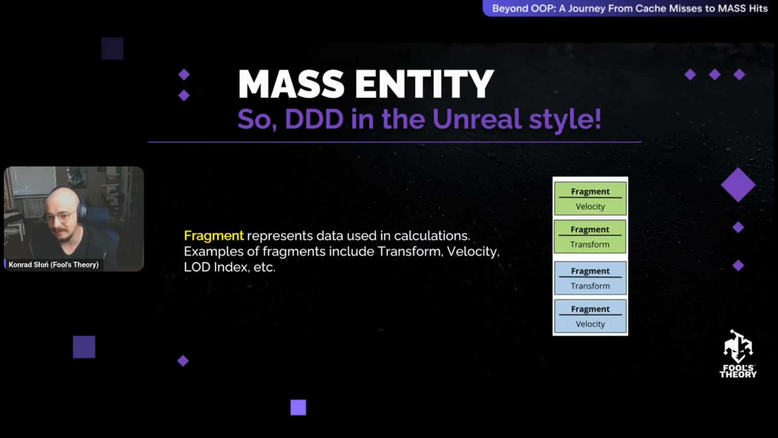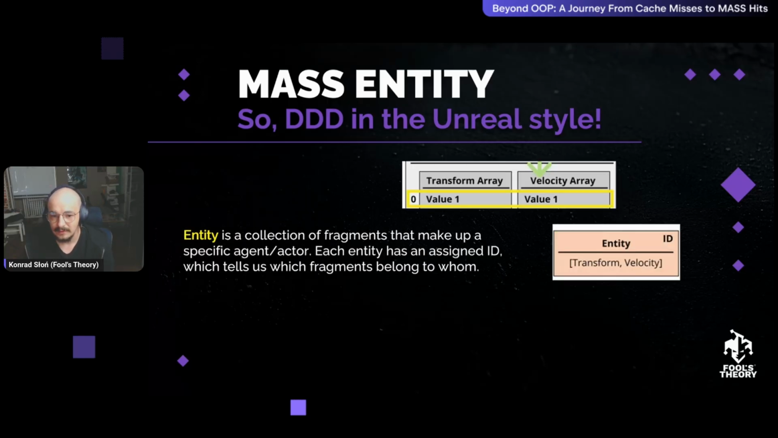A fragment represents data used in calculation. Fragments include transform, velocity, LOD index, et cetera. You can treat them like a collection of variables you want to use in your object. For example, a transform fragment could be position, scale, and rotation. That will be the transform fragment, and it is only to store data. There is no logic there. It is only storing data, nothing more, nothing less.